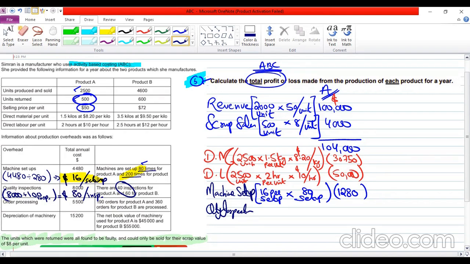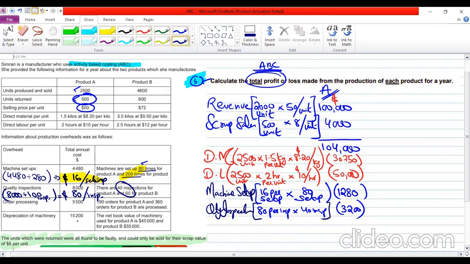8 or 80? 80 per inspection. How many inspections did we do for A? 40 inspections for A. 3,200. Any problems?